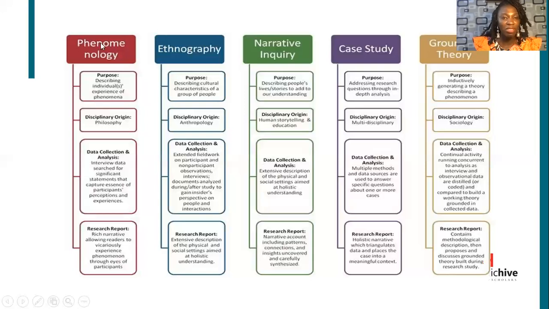So we also have these other types of research strategies: phenomenology, ethnography, narrative inquiry, case studies, and grounded theory. From this infographic, we've tried to present the purpose, the disciplinary origin, and then the data collection and analysis for each of these strategies, as well as the research report, what it should look like.